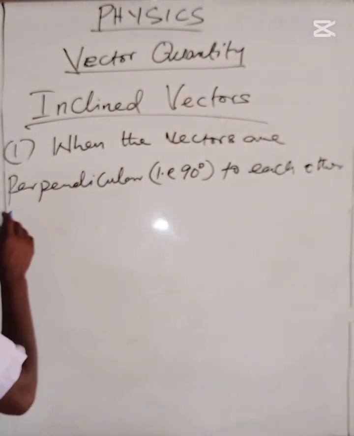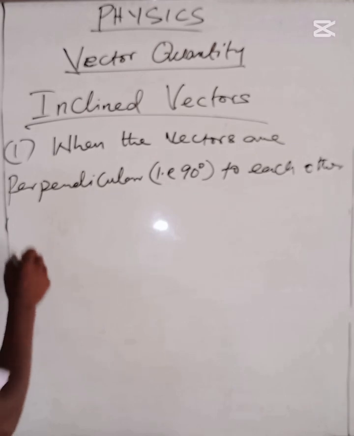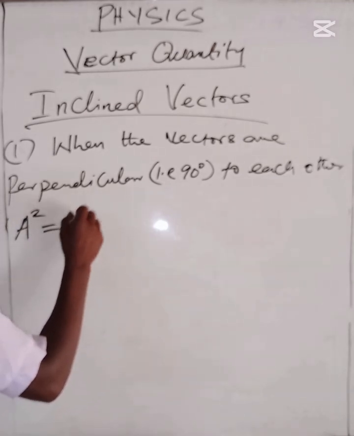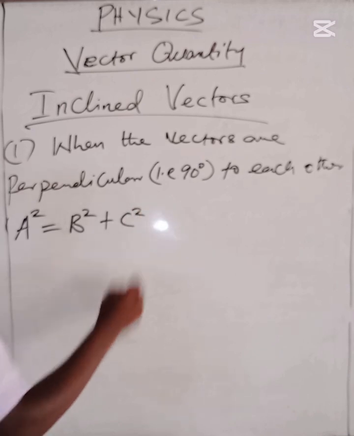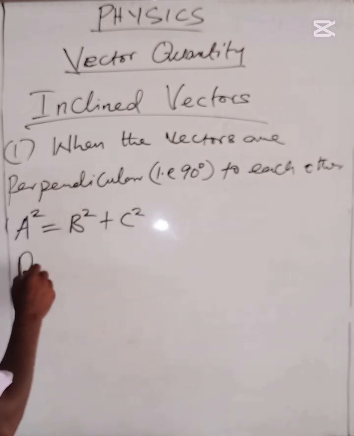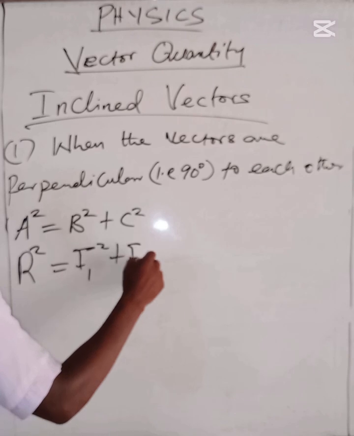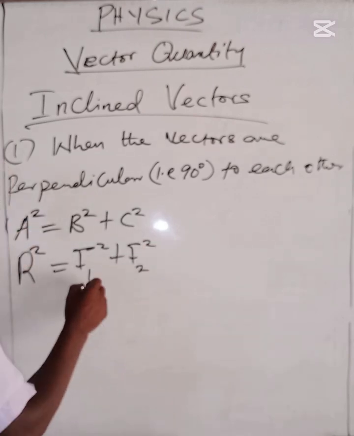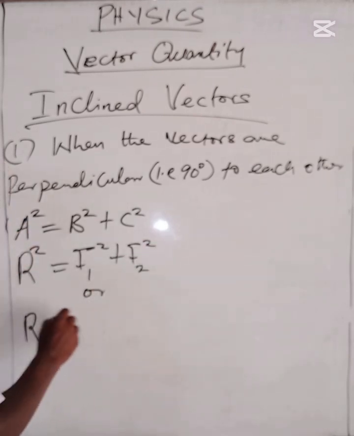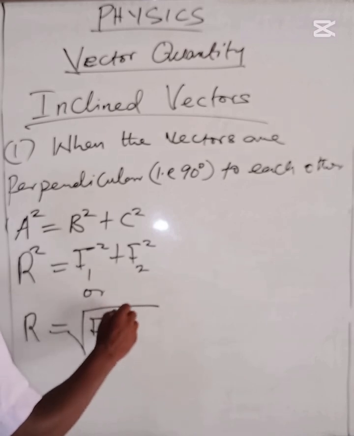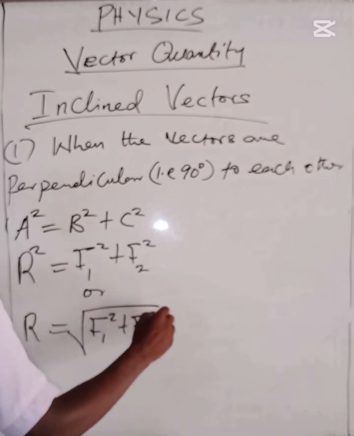So we make use of Pythagoras theorem to find the resultant, and Pythagoras theorem says a squared equals b squared plus c squared. In physics, we say R squared equals F1 squared plus F2 squared. All right? Or you can put it like this, that R is equal to the square root of F1 squared plus F2 squared.